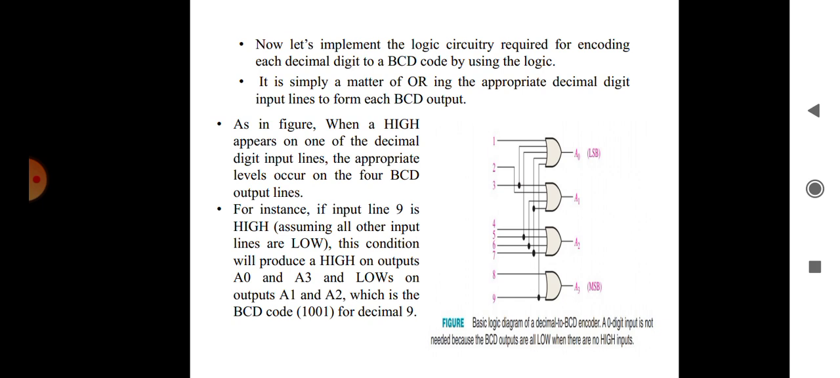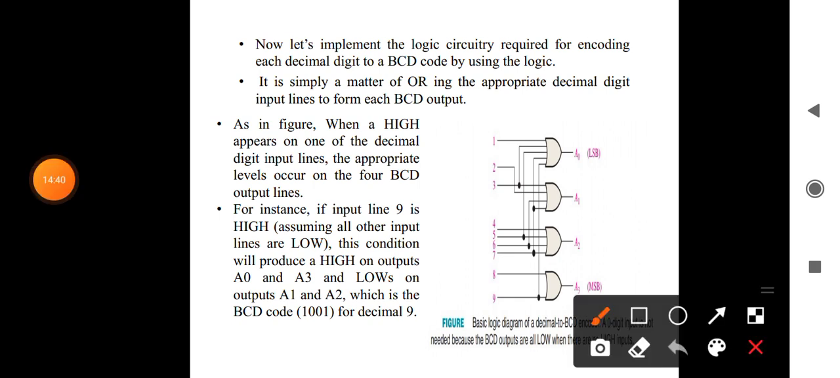So here you can see, if you are making this input higher, what happens? If this input is higher, then 1 is being applied here, 1 is being applied here, and this 1 is being fed to A0 also.